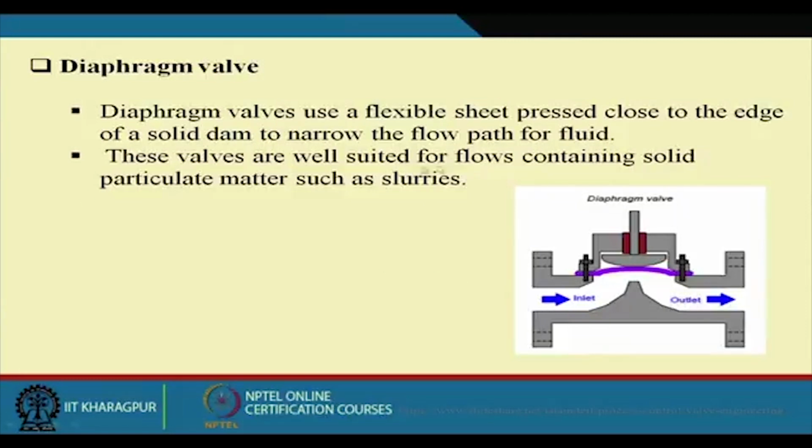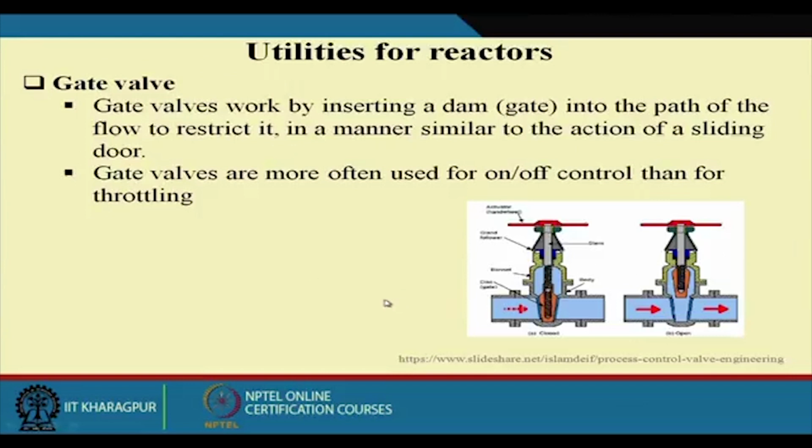This valve is well suited for flow containing solid particulate matter such as slurry. It is largely used for that. Another utility of the reactor is the gate valve. I told you this is used in the harvesting line.